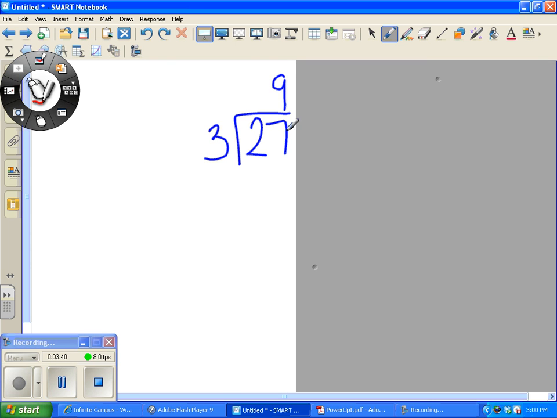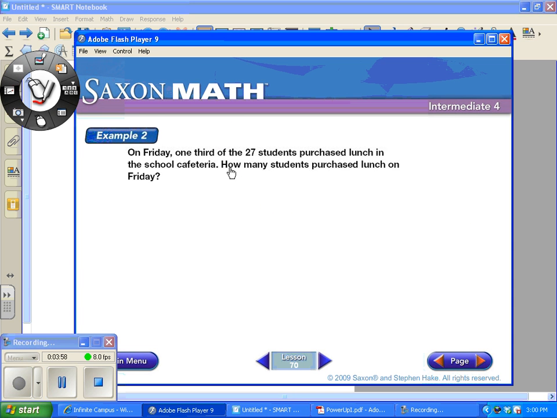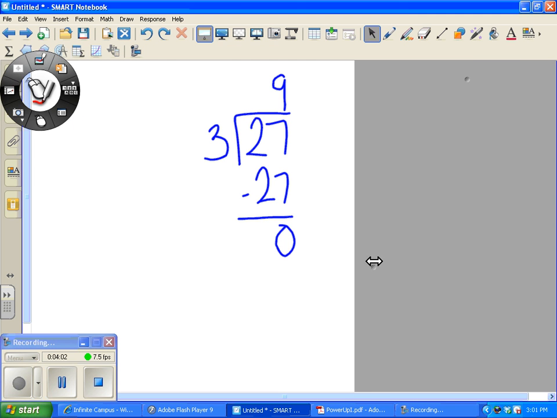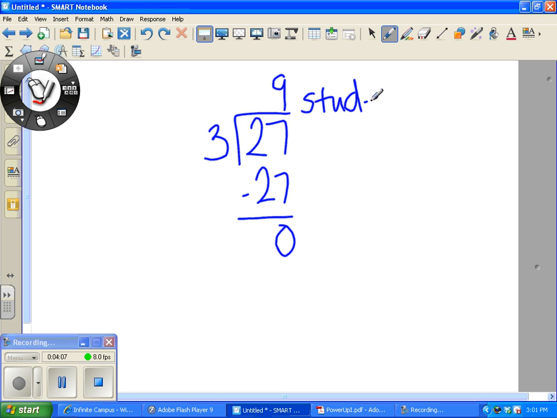And look where I'm writing it. I wasn't just talking about the 2, I was talking about the 27. So my answer on my multiplication step has to go above the 7. Now we multiply down. 9 times 3 is 27. Subtract. There's nothing left to bring down. So let's look at the question. How many students purchased lunch on Friday? We would say 9 students. We could even go on and say purchased lunch on Friday.